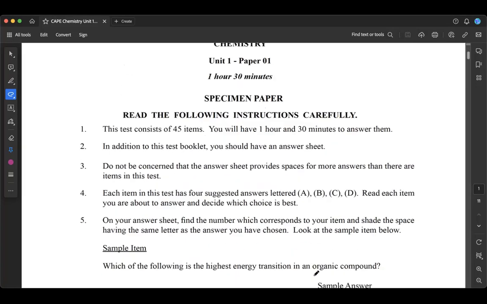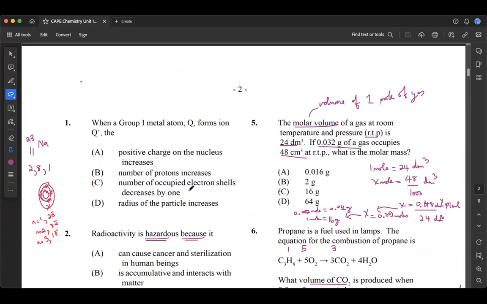So we're gonna get into it now with our very first question, which says that when a group 1 metal atom, Q, forms ion Q+, is it true that the positive charge on the nucleus increases? That's not true, right? Is it true that the number of protons increase? That's not true. The number of protons stays the same. What happens is an electron is lost, right? So the number of protons doesn't increase. Is it true that the number of occupied shells decrease by 1, right? Is that true?